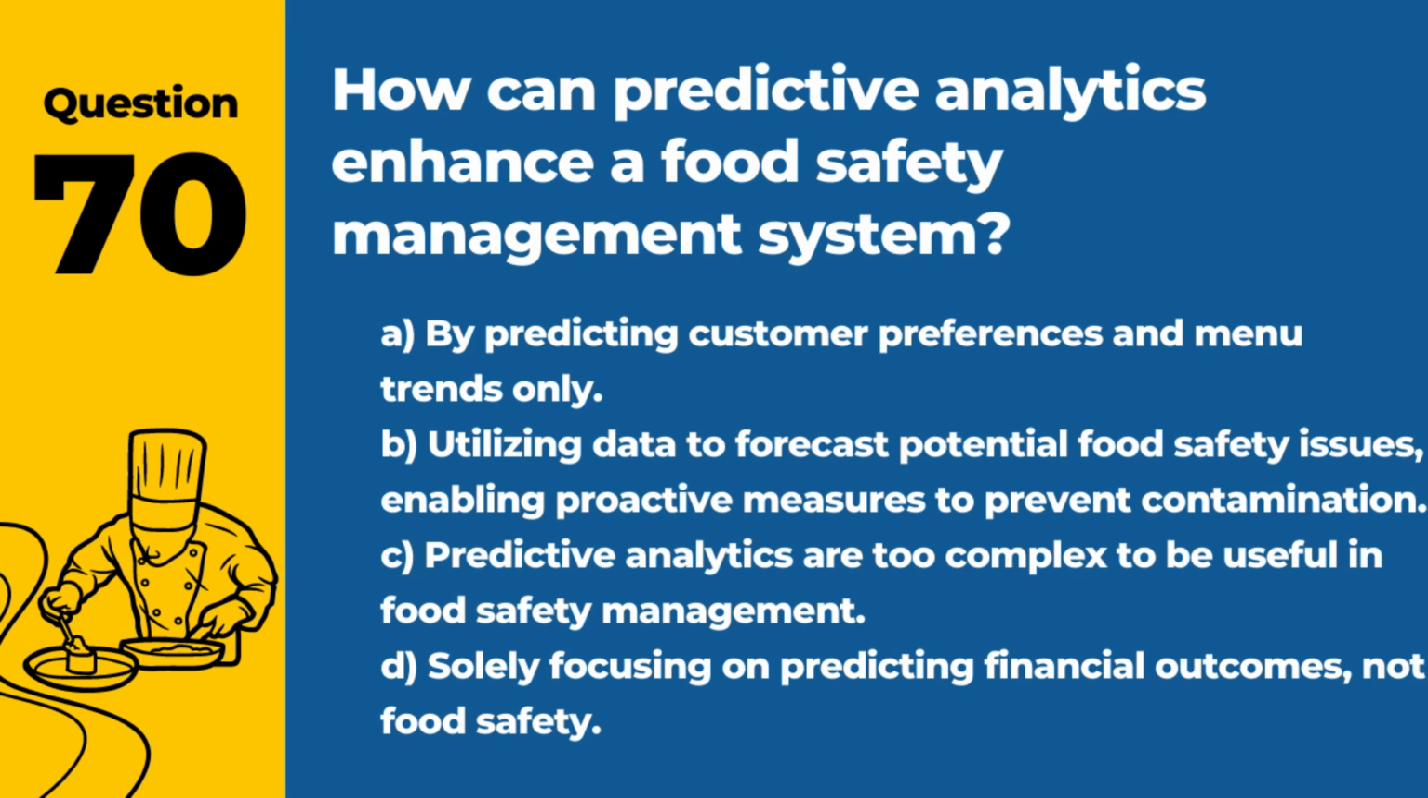A. By predicting customer preferences and menu trends only. B. Utilizing data to forecast potential food safety issues, enabling proactive measures to prevent contamination. C. Predictive analytics are too complex to be useful in food safety management. D. Solely focusing on predicting financial outcomes, not food safety.